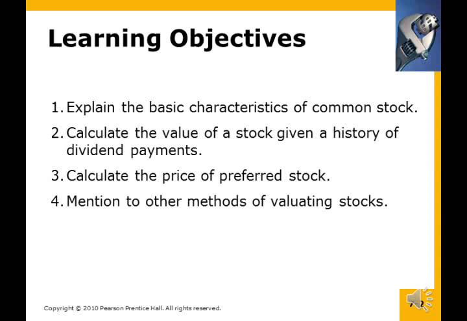The learning objectives are: explain the basic characteristics of common stocks, calculate the value of a stock given a history of dividend payments, and calculate the price of preferred stocks. As we said before, there are two kinds of stocks, common stocks and preferred stocks. We will see the way we can use to evaluate each one of them. And finally, we will mention two other methods of evaluating stocks that can be used in reality or in stock markets.